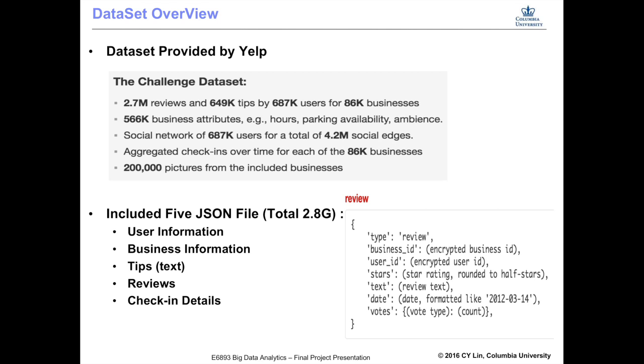In this project, we use the Yelp challenge dataset, which includes 5 JSON files: user information, business information, tips, reviews, and check-in details. The total size of the dataset is 2.8 gigabytes. And this is a picture of the typical data structure in a JSON file.